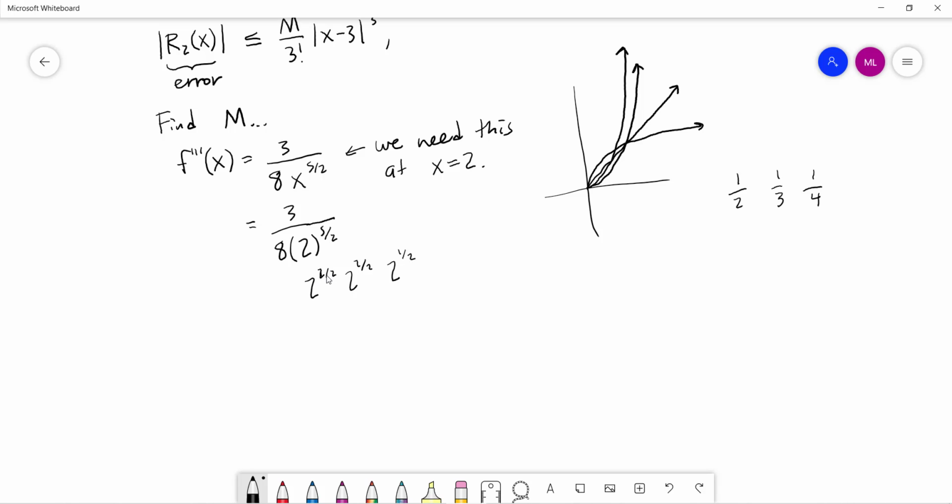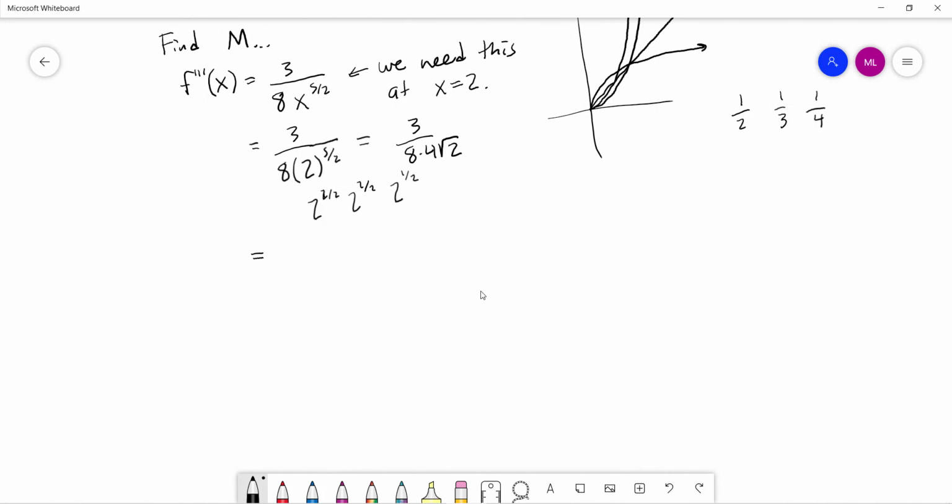So really, 2 to the 2/2, that's just a 2. That's just a 2. And this is a square root of 2. So we have 2 times 2, which is 4, root 2 on the bottom. So 3/8 times 4 root 2. That is our bound for this thing. We can simplify it a little bit. So 3/32 root 2. This is M, the largest value of f triple prime of x on the interval that we care about from 2 to 4.